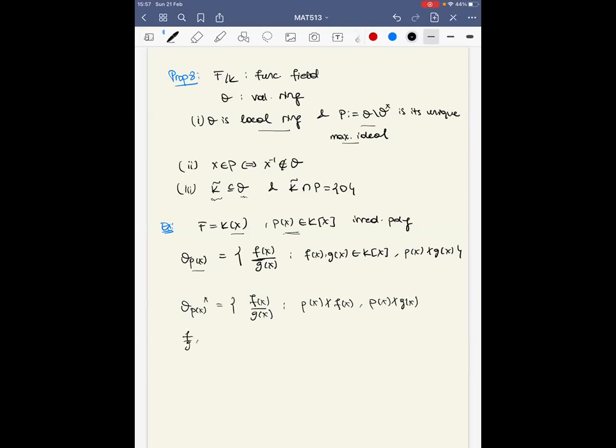Because that means that f over g and its inverse are in O_p(x), and by the definition of O_p(x) we can see it. And in this case, the maximal ideal P contains fractions from O. That means the denominator is not divisible by p of x, but they are not units. So that means f of x is a multiple of p of x.